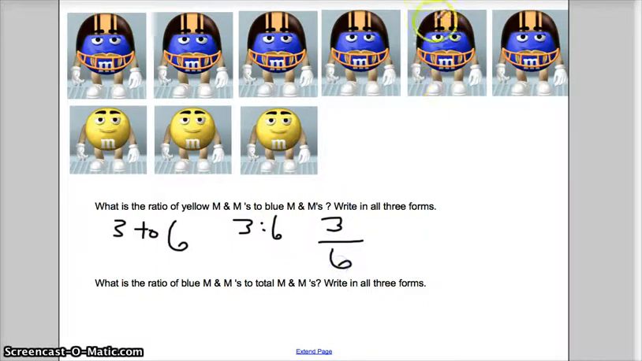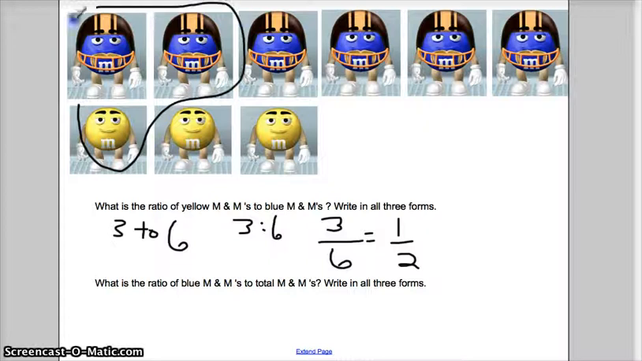3/6. Okay, now if I wanted to write an equivalent ratio, I can multiply the numerator and denominator by the same number or divide the numerator and denominator by the same number. 3 divided by 3 is 1, 6 divided by 3 is 2. The ratio of yellow M&Ms to blue M&Ms is 1 to 2. So for every 1 yellow M&M, we have 2 blue M&Ms. And there you have a yellow and 2 blue.